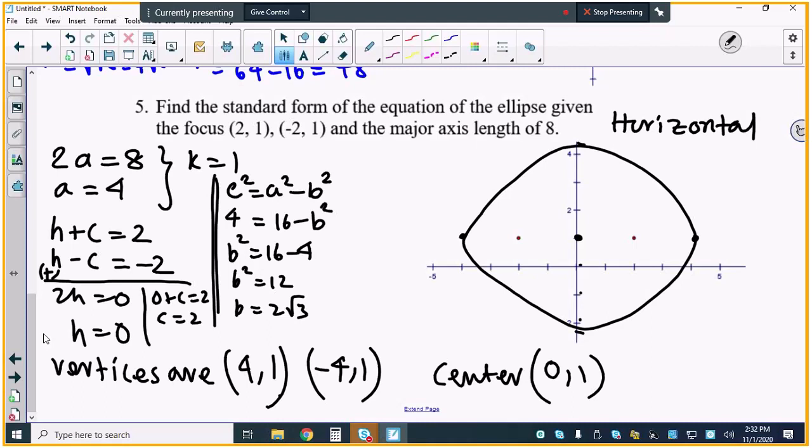Okay, and if I wanted to write down the equation of the ellipse, then it will be, since I did not change y and it has a horizontal major axis, I'll first write x minus 0 squared over a squared plus y minus k, which is 1 squared, over b squared, which is 2 square root of 3 whole to the power 2, equal to 1 as the standard form of the ellipse. Okay?